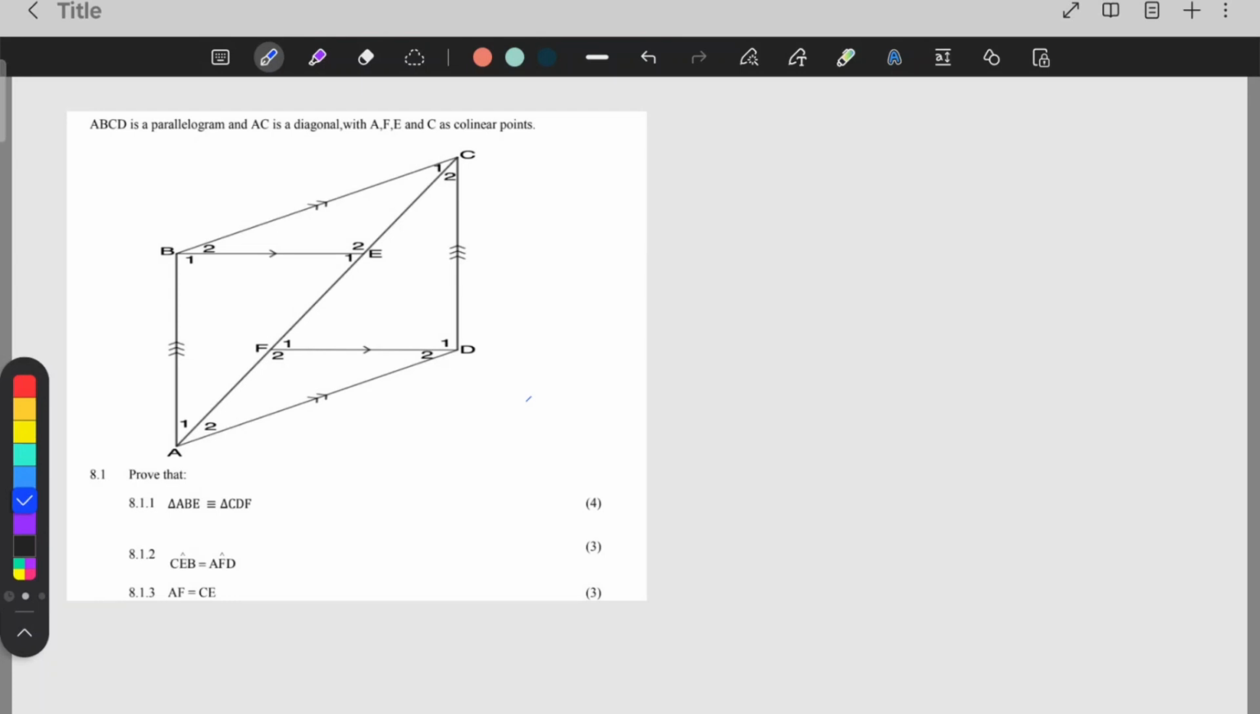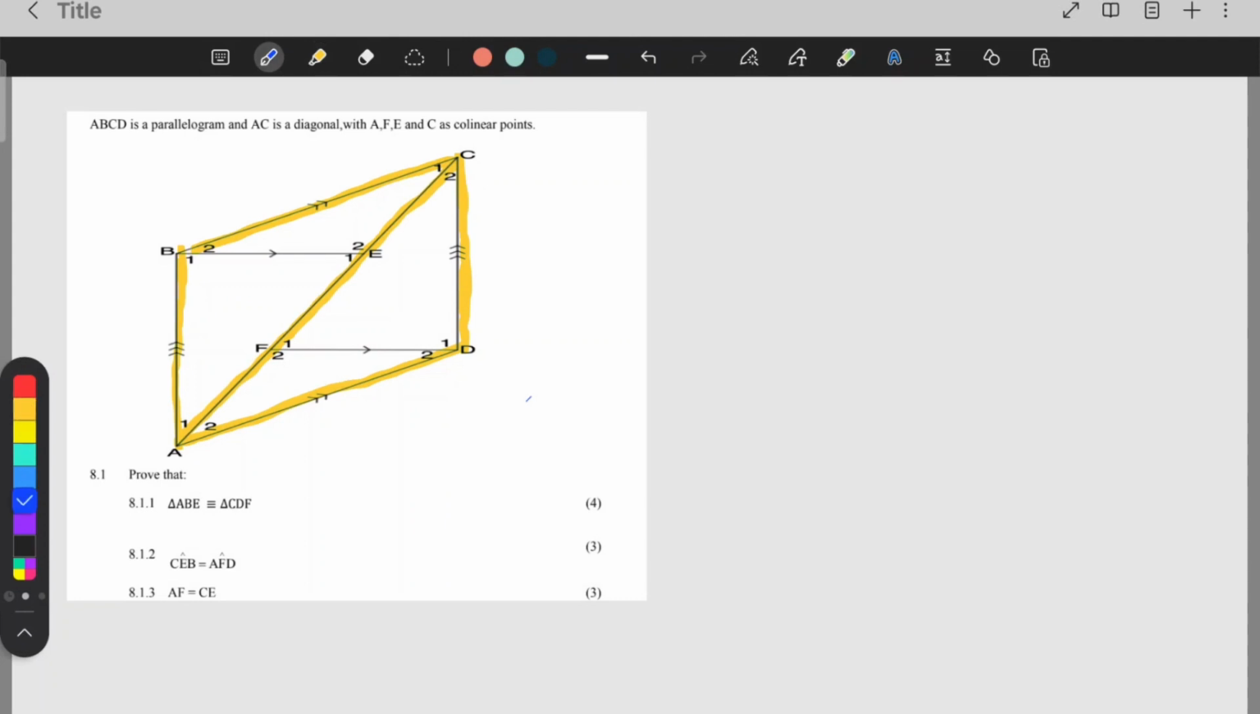It reads ABCD is a parallelogram where AC is a diagonal. Okay, so ABCD is a parallelogram. So let's highlight A to B to C to D and back to A. Okay, so that is a parallelogram and AC is a diagonal.